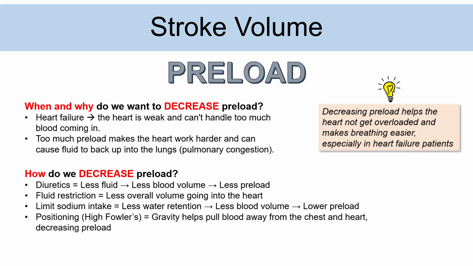So how do we do this? This is going to be the opposite of increasing preload. We're going to try to get fluid out of the body, so possibly diuretics, maybe fluid restrictions so the patient isn't taking in a lot of fluid, limiting sodium intake because we know with sodium comes fluid, and positioning. We could actually sit these patients up in high Fowler's, and gravity will help pull blood away from the chest and heart, which could help decrease preload. So decreasing preload helps the heart not get overloaded. It helps breathing. It makes it a little easier, especially in those heart failure patients.